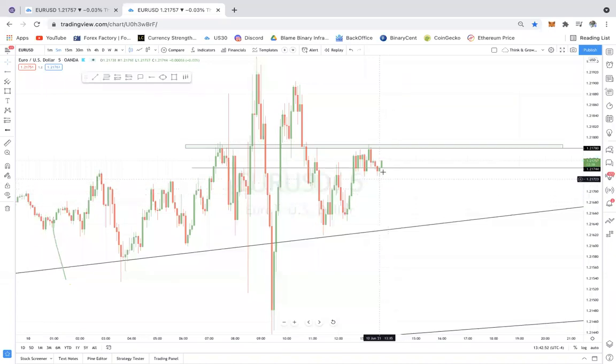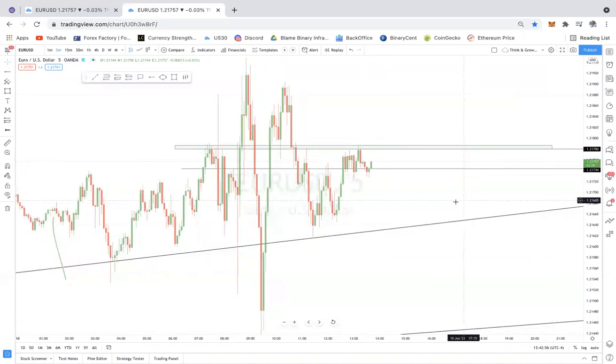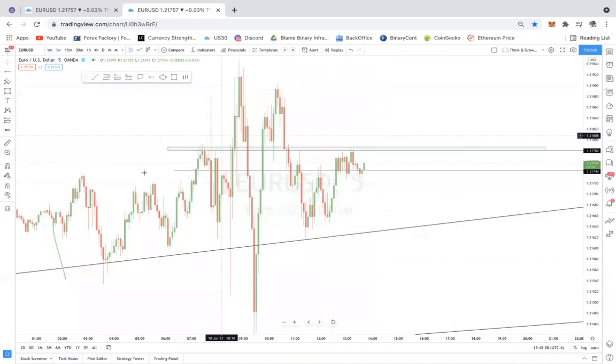Like I said, 744 was a good area. Now the next area I'm looking for is 780. I want to see price break above 780, and then we could take this for a potential buy. But the candle would have to break above 780.